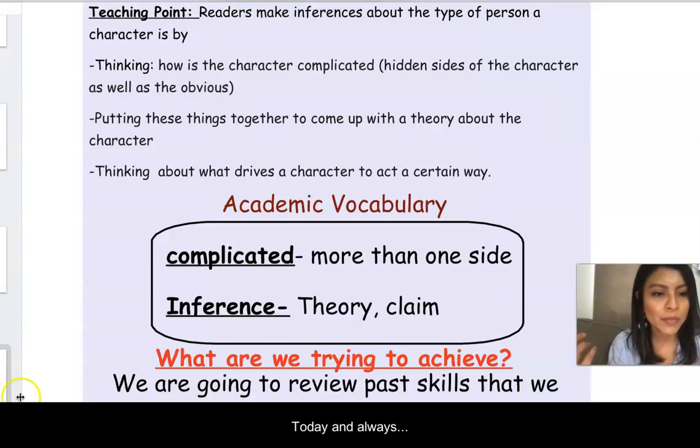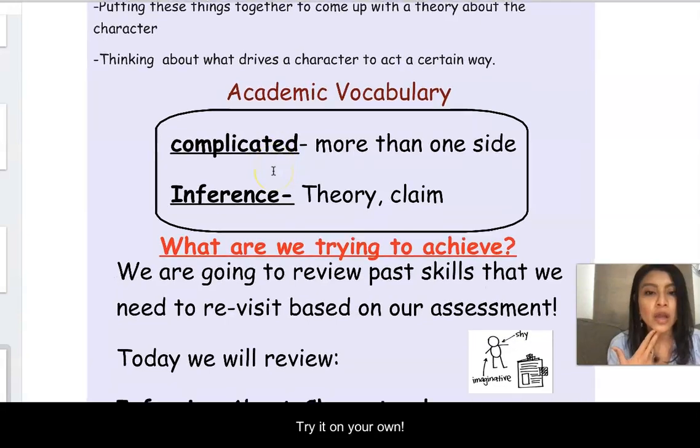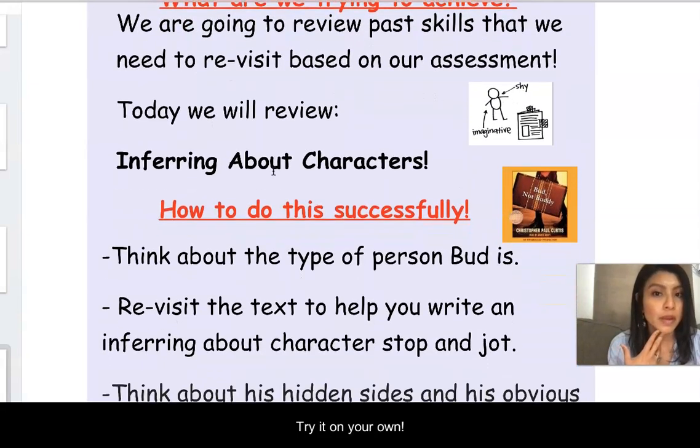Readers, I want you to remember today and always, in 5th grade, in middle school, and high school, this is always going to be helpful work for you. I want you to remember that readers make inferences about the type of person a character is by thinking about how they're complicated. What are their hidden sides and what are their obvious sides? We put these together to come up with a character theory. We think about what drives our character to act this way, what is motivating them, and what are they struggling with. Today we worked on the skill of inferring about characters.